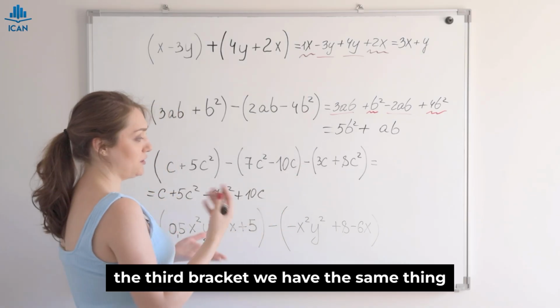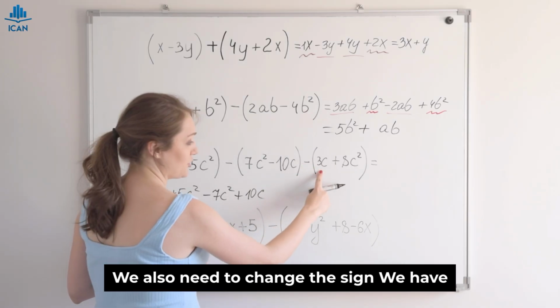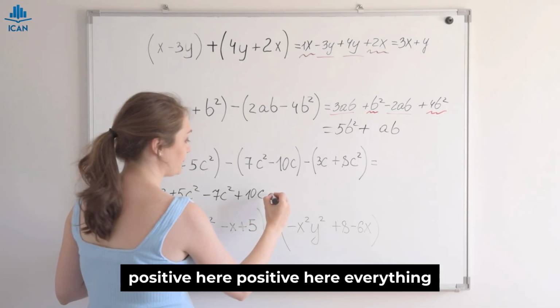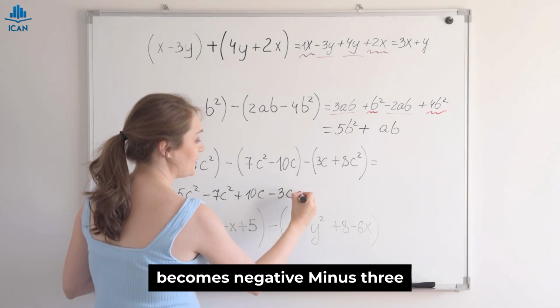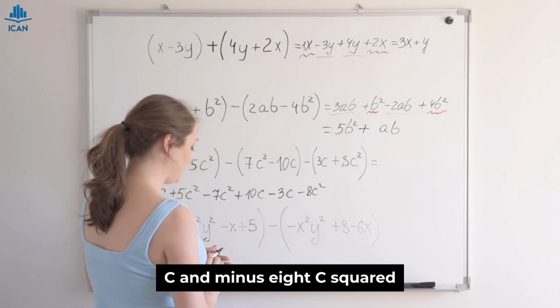And in the third bracket, we have the same thing. We also need to change the sign. We have positive here. Everything becomes negative. Minus 3c and minus 8c squared.